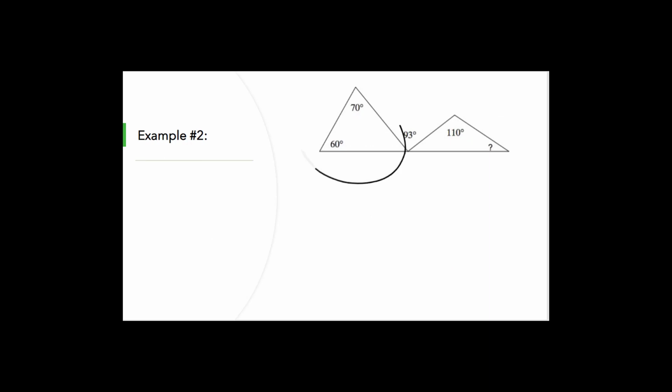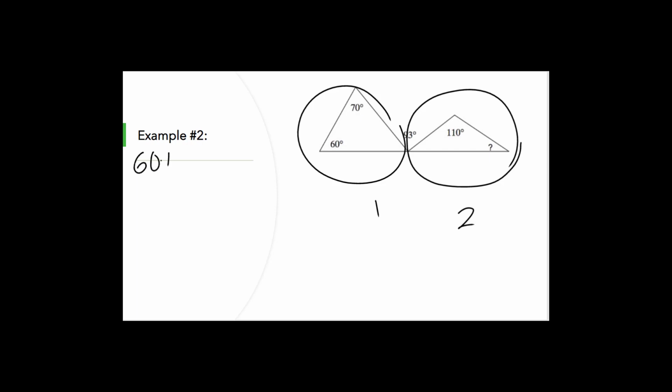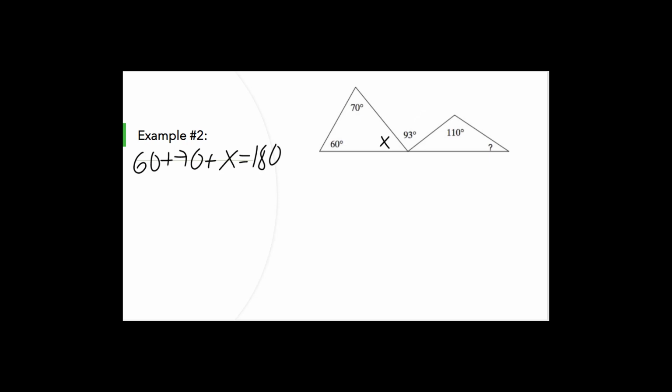Again, I have two triangles, triangle 1, triangle 2. Which triangle has more information? Triangle 1. So you're going to write an equation. 60 plus 70 plus, I'll say x, equals 180. Right, so this angle is x. And I'll name this angle y.